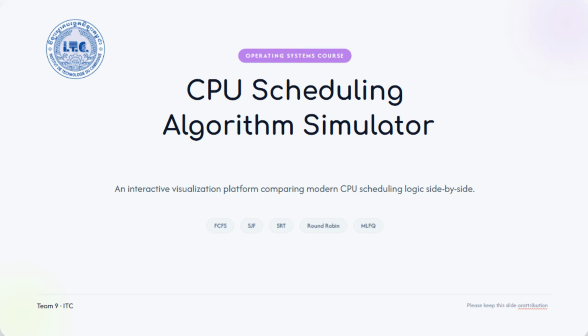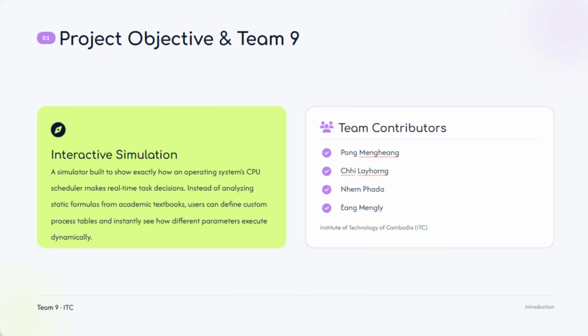So next, we will talk about the project objective and our team members. Our project objective is interactive simulation. The simulation shows exactly how an operating system's CPU scheduler makes task decisions in real time. Instead of analyzing static results, we use formulas from academic textbooks, and the user can define a custom process table and instantly see how different parameters execute dynamically.